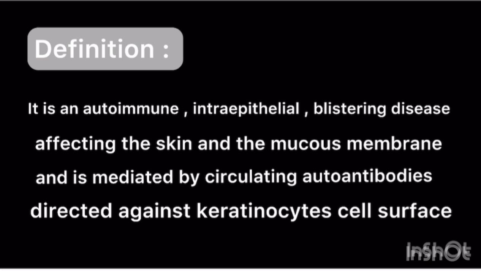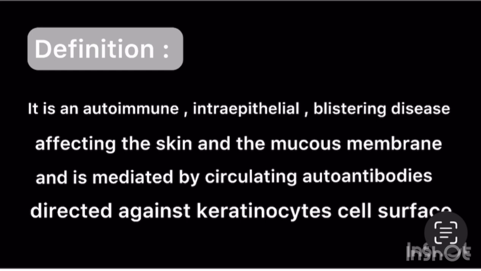So let's move to Pemphigus vulgaris. It is the most common type, and the effects are almost similar to what is common about pemphigus. It is an autoimmune intraepithelial blistering disease affecting skin and the mucous membrane mediated by circulating antibodies which are directed against keratinocyte cell surface. We will learn about this in upcoming pathogenesis.